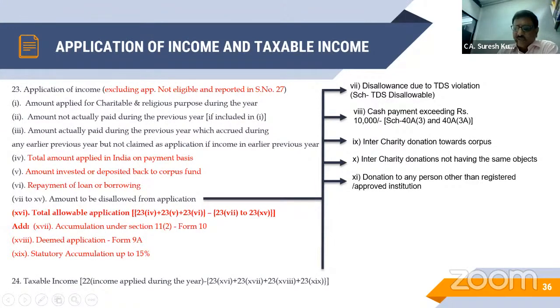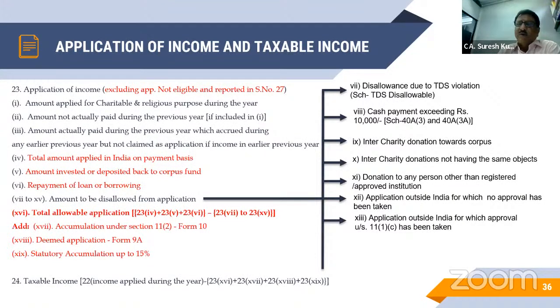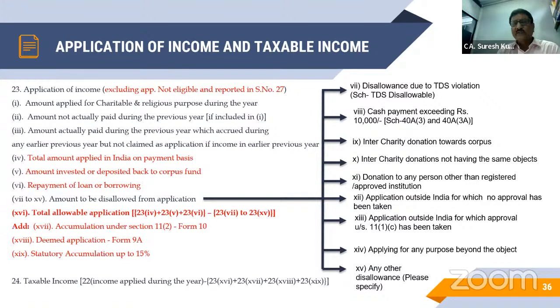Very, very crucial. We will discuss these issues in the case studies. Then application outside India for which no approval has been taken. Application outside India for which approval under section 11(1)(c) has been taken. And then applying for any other purpose beyond the object, and any other disallowances. So basically, first we have to give the gross amount of application out of income, and then the auditor has to disallow based upon these disallowances specifically mentioned in Form 10BB, and then the total application amount will come, and then the taxable income shall be calculated.